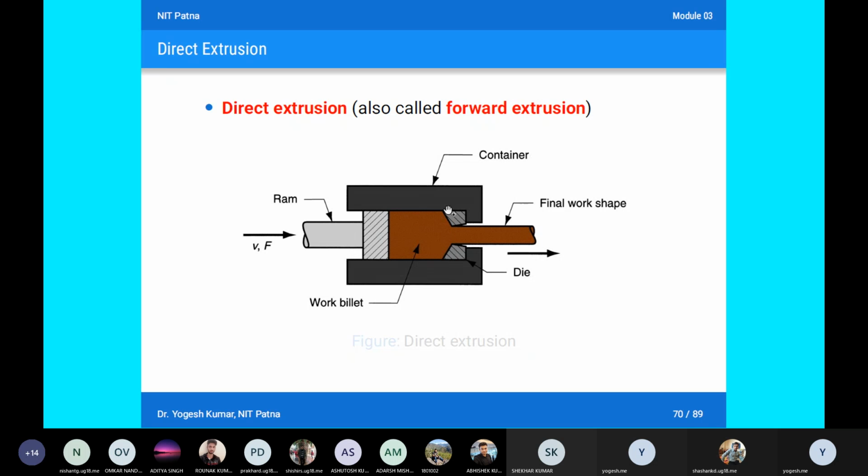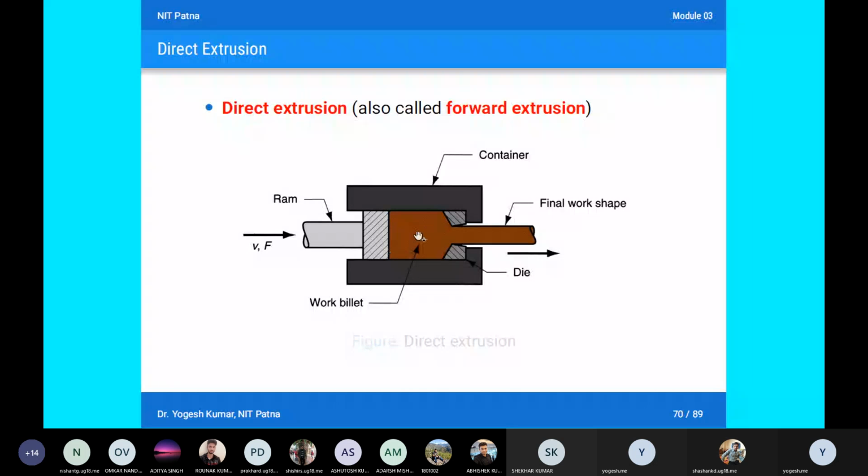As soon as this metal block or work piece is placed in this container, there is some ram arrangement through which some force is applied. If this force is enough to force this work piece to be extruded through this die opening, then as soon as this force is applied, your material starts coming out of this die opening, and this is your final work shape that is produced using this kind of arrangement.